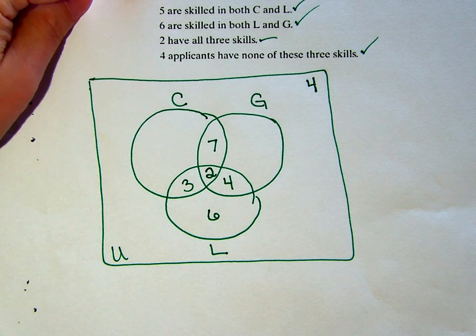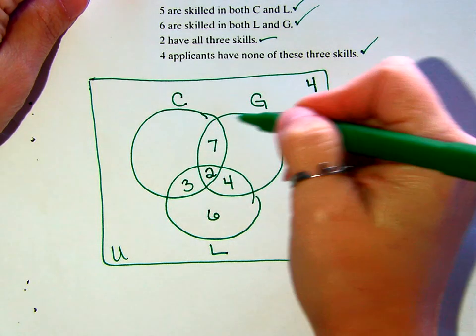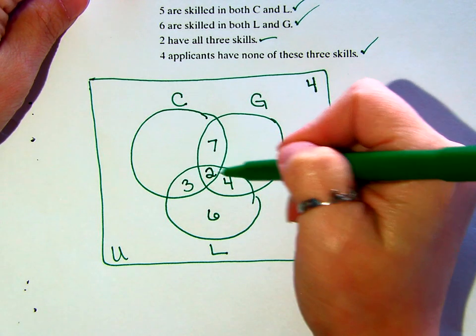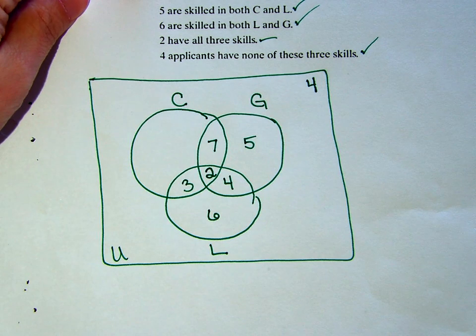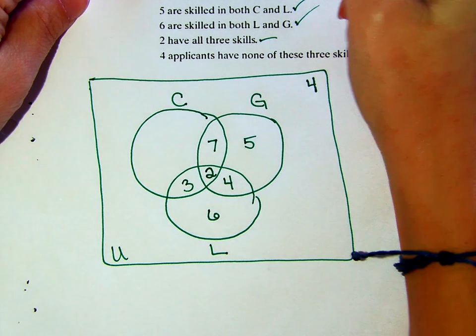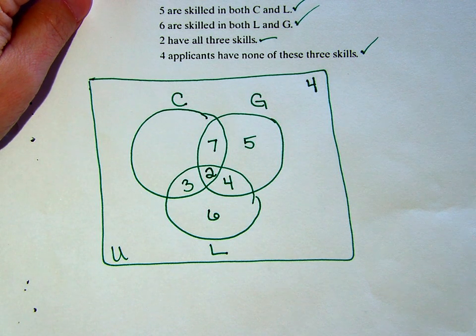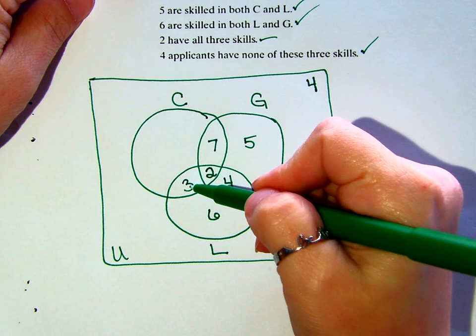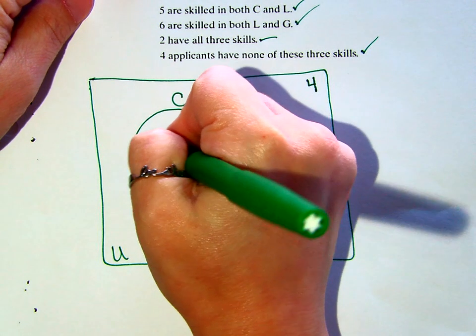And we do the same thing for graphic design. Graphic design total has to have 18. 7 and 2 makes 9. 9 and 4 makes 13, leaving 5 left over. And then we're up to our very top, where we have 17 competent in the copywriting. 7 and 3 makes 10. 10 and 2 makes 12. Again, leaving us with 5 that can do copywriting.